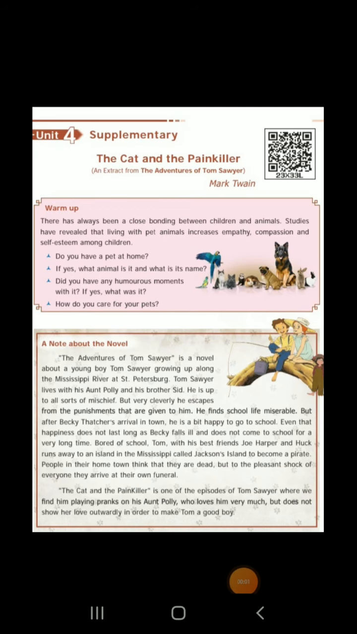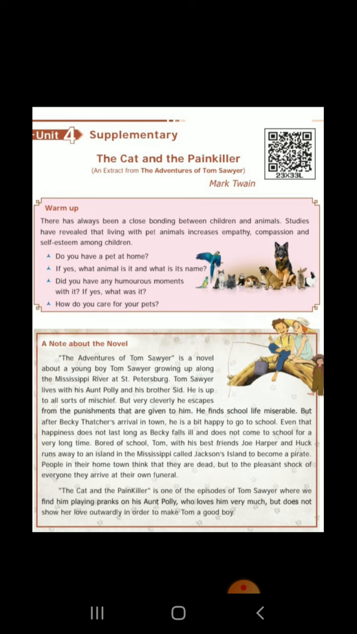The Cat and the Painkiller, an extract from The Adventures of Tom Sawyer by Mark Twain. Note about the novel. The Adventures of Tom Sawyer is a novel about a young boy, Tom Sawyer, growing up along the Mississippi River at St. Petersburg. Tom Sawyer lives with his Aunt Polly and his brother Sid. He is up to all sorts of mischief, but very cleverly he escapes from the punishments that are given to him.